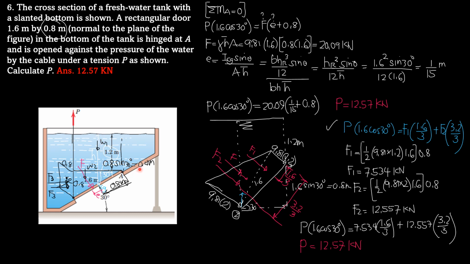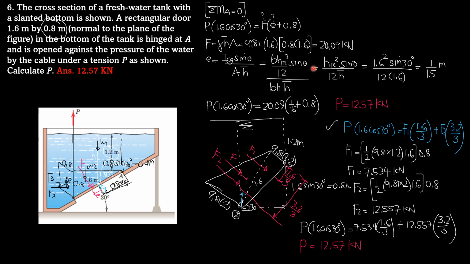So it is 1.6 meters. And the area is the area of the rectangular gate, which is 0.8 meter perpendicular to the screen times 1.6, which is seen here. So F is 20.09 kilonewtons. We then solve for E, I sub CG sine theta over area barred H, where I sub CG of rectangle is B, height of rectangle cube over 12. Then sine theta, which is 30 degrees, over area BH times barred H.